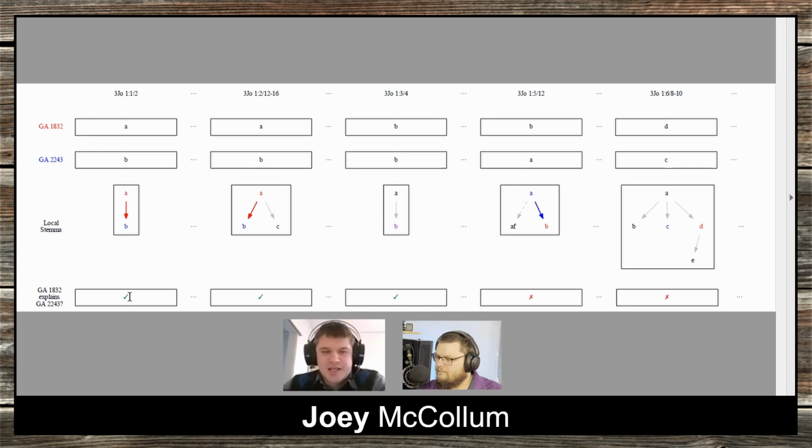And so you'll see in these first three instances, 1832 here does explain 2243 in these first two cases because it has a prior reading, and in this last case because they agree. It doesn't explain it here because in this case 2243 actually has the earlier reading. Right. And over here, it doesn't explain it because they just have independent readings.